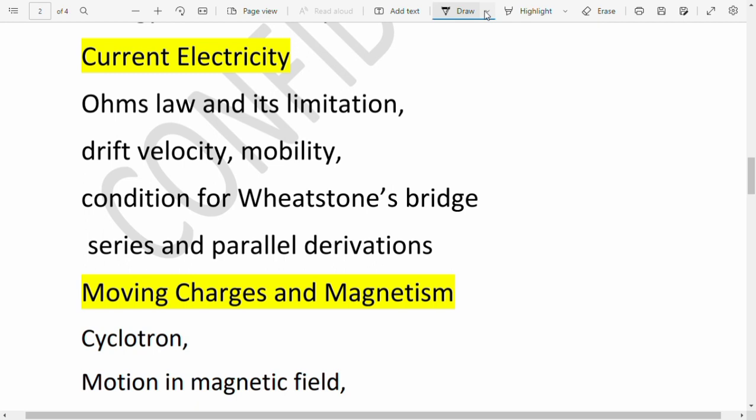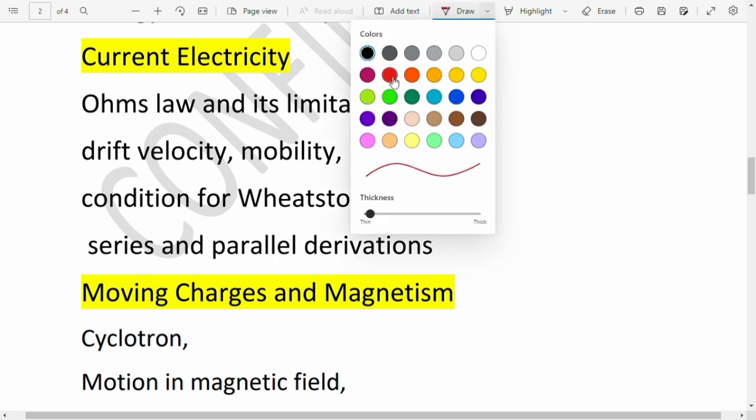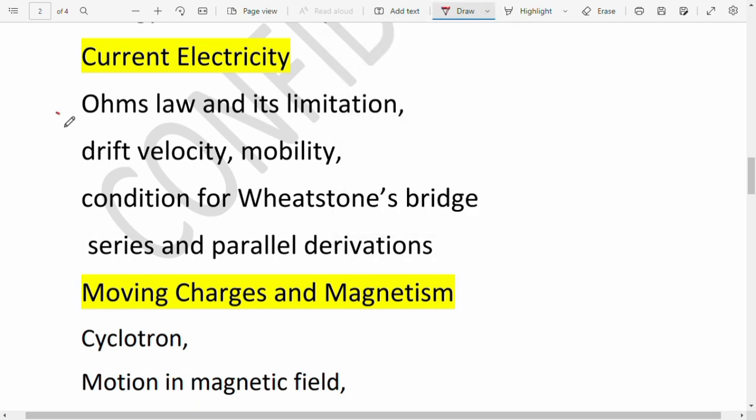I already made a video on this lesson, so we'll see Ohm's law and its limitation. What is Ohm's law? It carries 1 mark, right? Its limitation carries another 2 marks. What is drift velocity? Derivation of drift velocity. What is mobility? Derivation. What is mobility carries 1 mark. Its derivation carries how many marks? 2 marks.